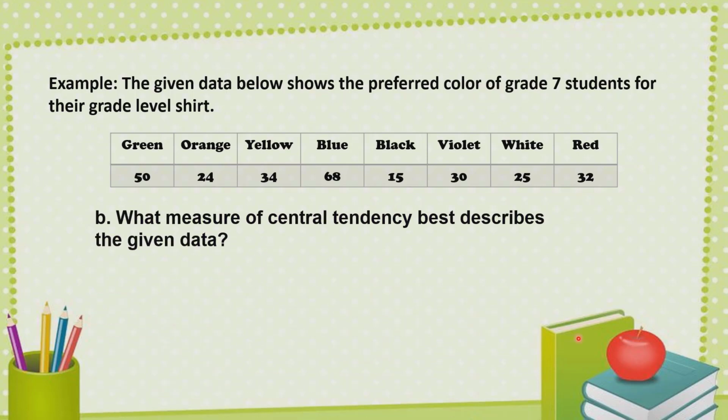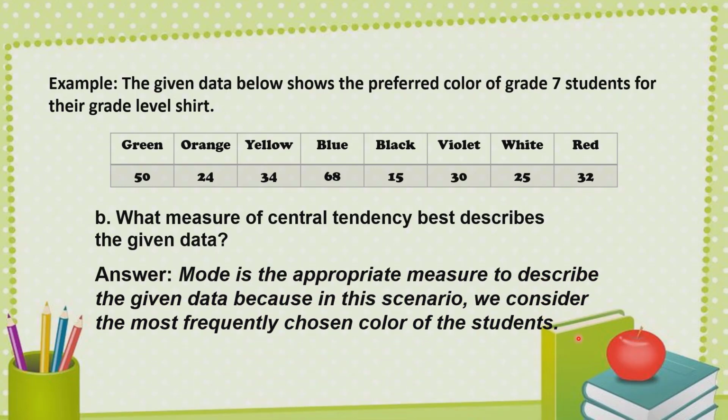What measure of central tendency best describes the given data? The mode is the appropriate measure to describe the given data because in this scenario, we consider the most frequently chosen color of the students.